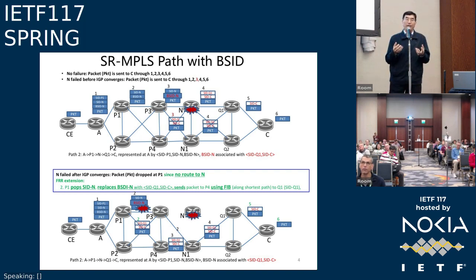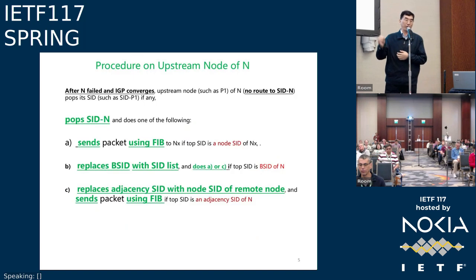So here, the extension is that P1 pops the SID of failed node N, and then replaces the binding SID with the SID list, and then just forwards the packet using the forwarding table. So that's the procedure. The extension is simple. We already presented the extension through examples, so let's look at the extension through procedures. Next page. Here the procedure is on the upstream node.